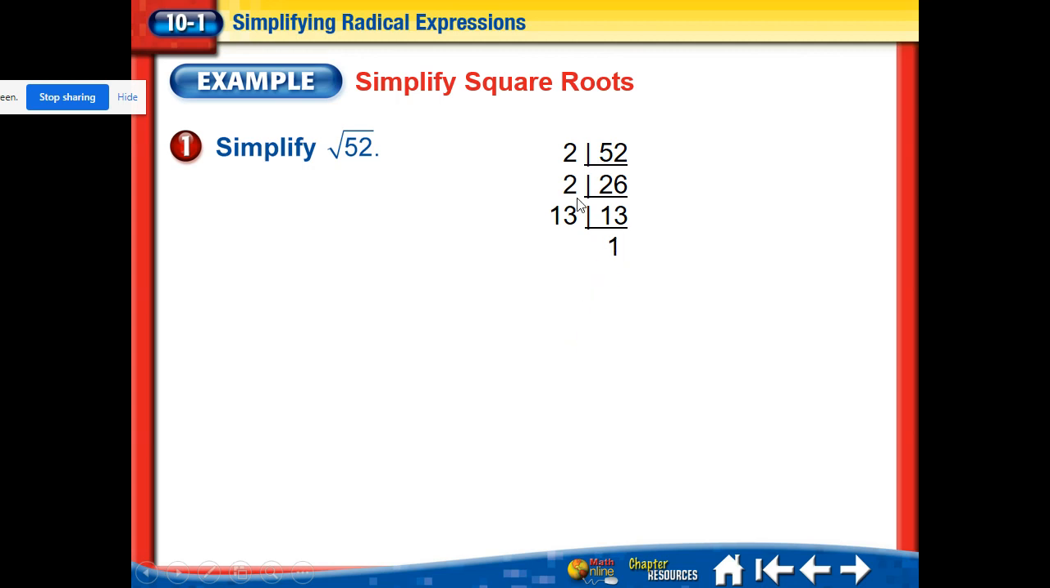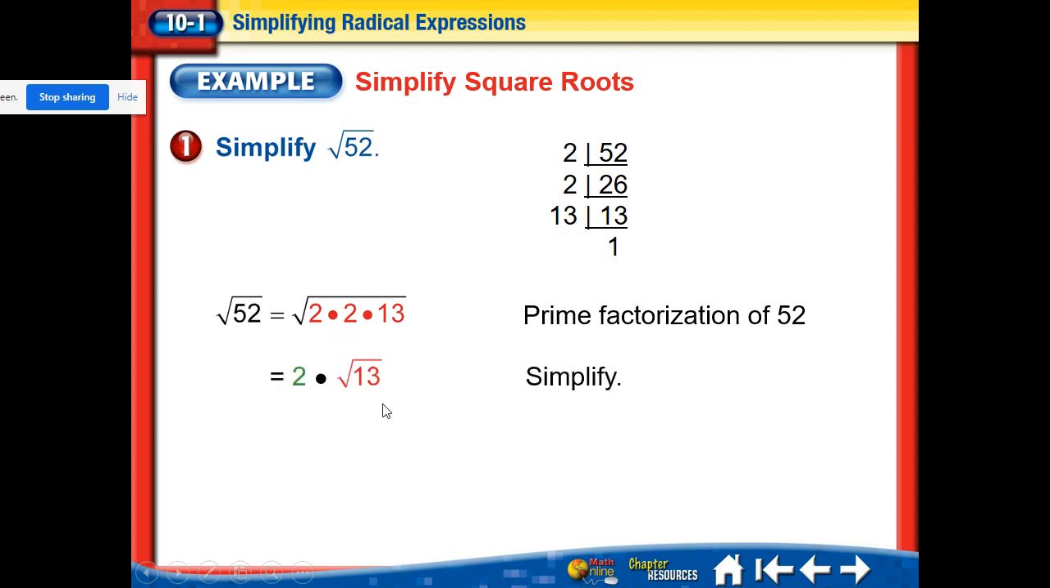So I have a pair of 2s. That's a pair. They have friends. They can go outside and play. The 13 doesn't have any friends right now, so he's going on Xbox or just watching Netflix. So those are the two 2s. They're going to go together, and they're going to come outside. The 13 stays inside and just chills with Netflix or TikTok or whatever else you want to do. So you have 2 square root of 13.